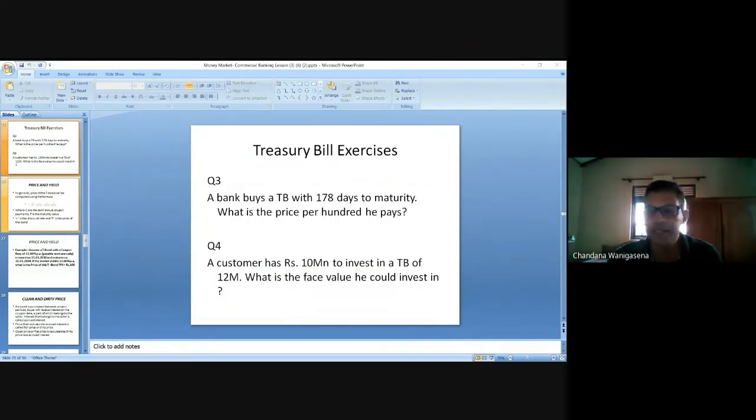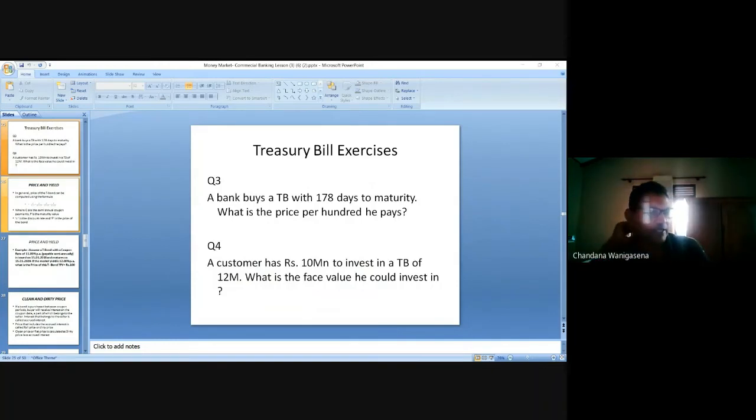Someone is asking, what is the final answer of question 3? It is 96.6113.